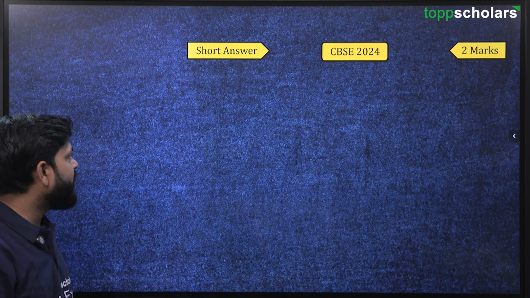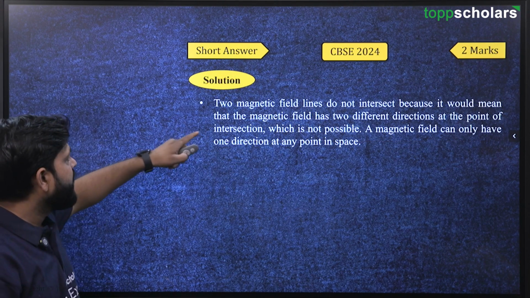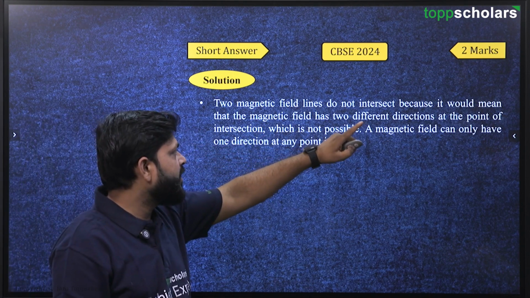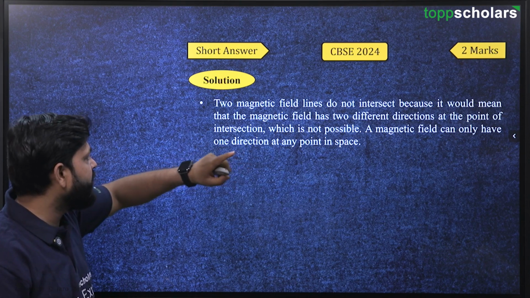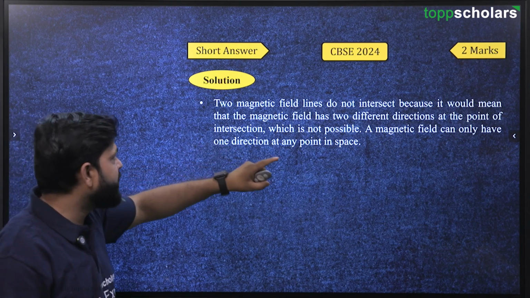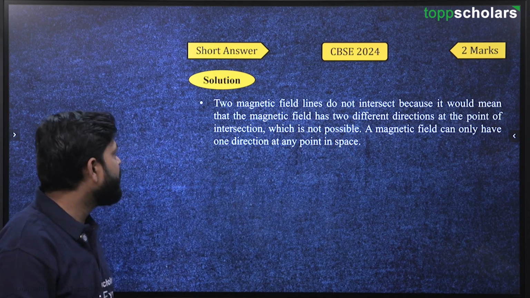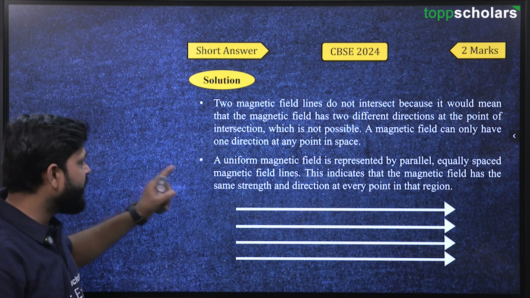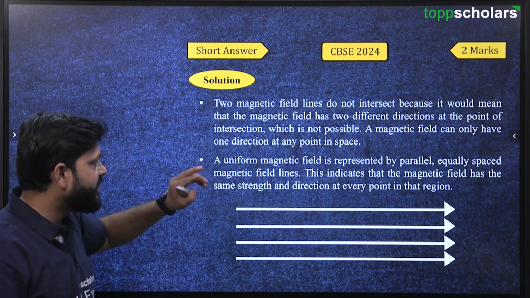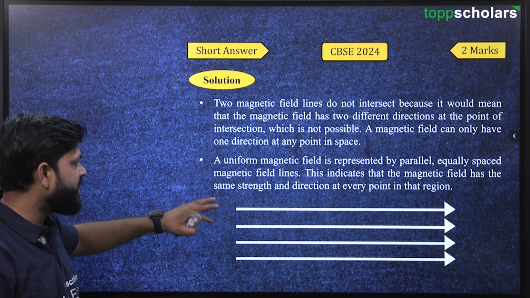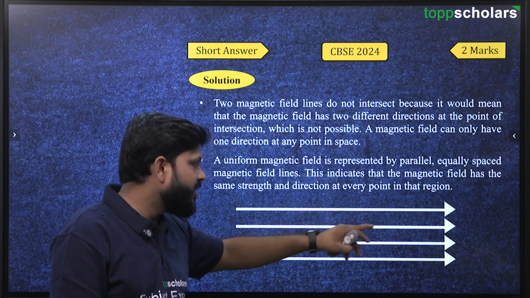Now, the next question: two magnetic field lines do not intersect each other. Yes, because it would mean that the magnetic field has different directions at the point of intersection, which is not possible. A magnetic field can only have one direction at any point in space. One more thing: a uniform magnetic field is represented by parallel equally spaced magnetic field lines. This indicates that the magnetic field has the same strength and direction at every point in the region. So this was the first option, and this is correct.